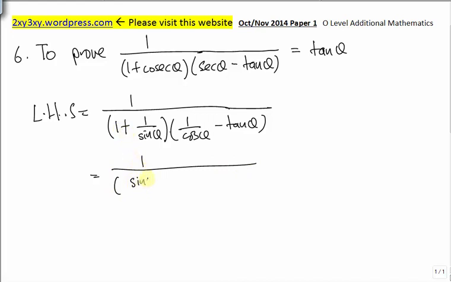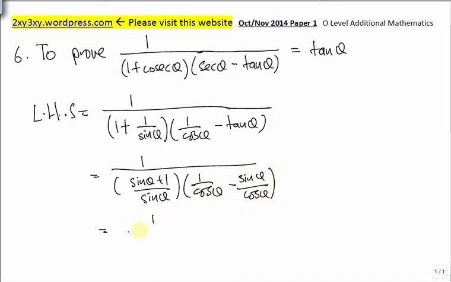It is sine theta plus 1 divided by sine theta. Here, maybe I would like to change it to sine over cosine so that I can combine with this expression here. Now the denominator is the same. We can add up the numerator.